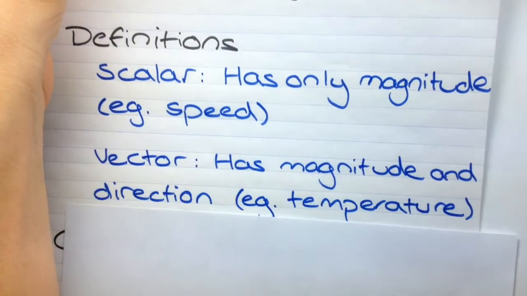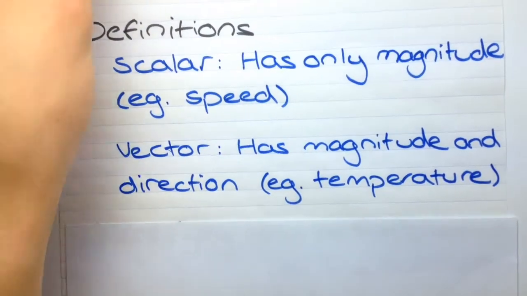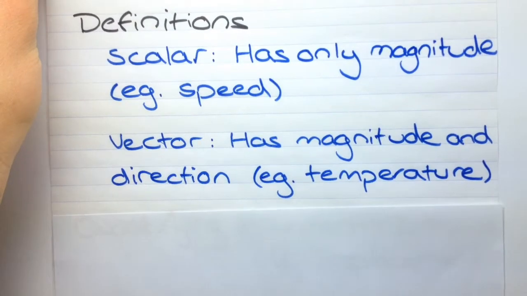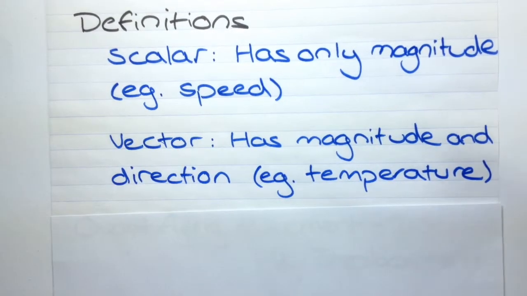The two definitions we're actually going to look at are scalar and vector quantities. Now, a scalar has only a magnitude or a strength, such as speed. For instance, if you're looking down at your speedometer in your car, it'll just say 60 kilometers an hour, 40 kilometers an hour. It won't tell you which direction you're actually going.